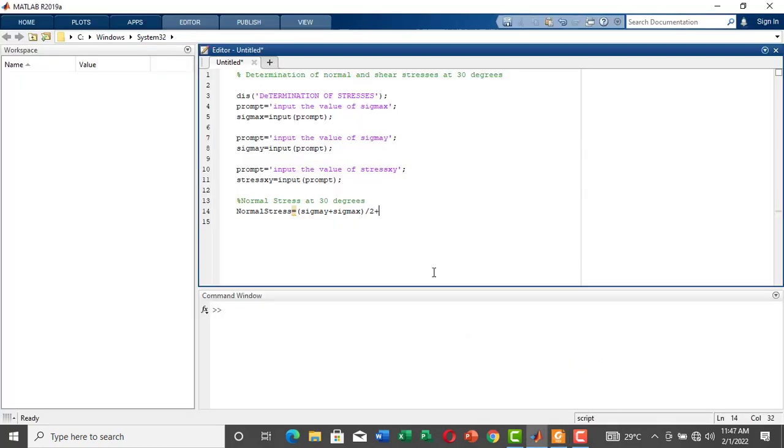So plus sigma y minus sigma x divide by 2 again. That means there will be a parenthesis. Automatically there will be one here. After the parenthesis, you see a blue line, telling us that this and this are now working together. Now divide by 2, right?